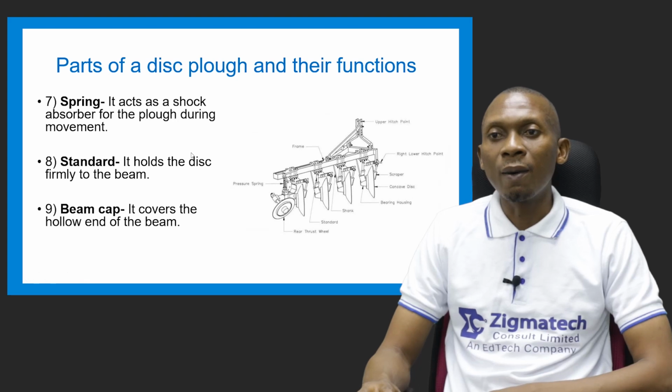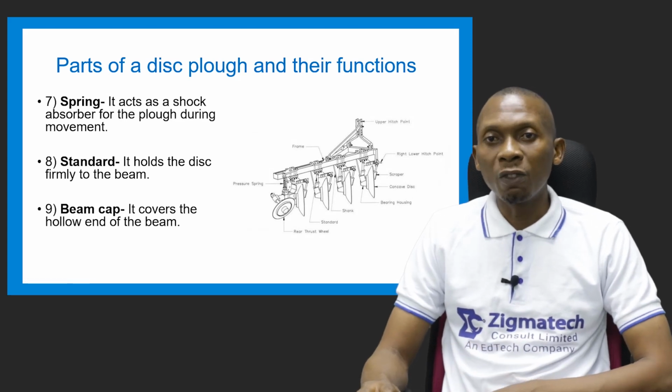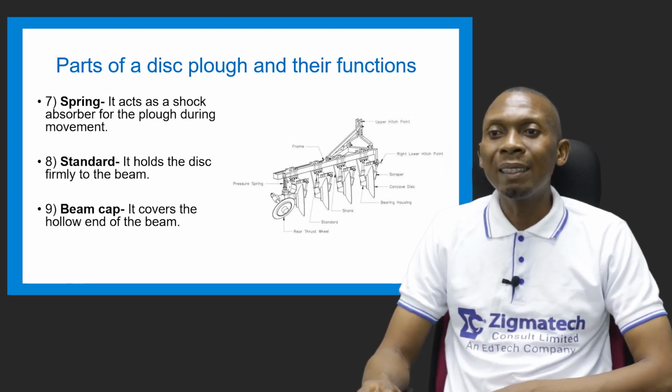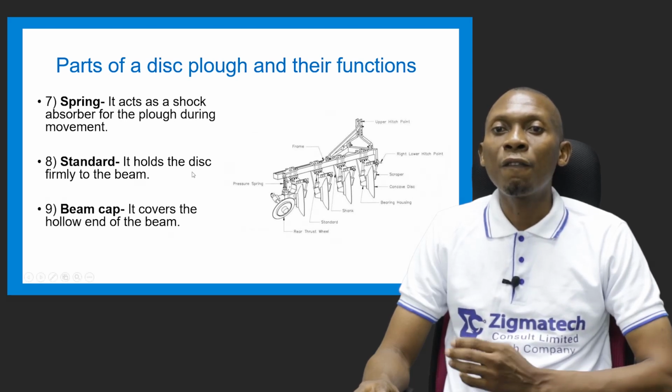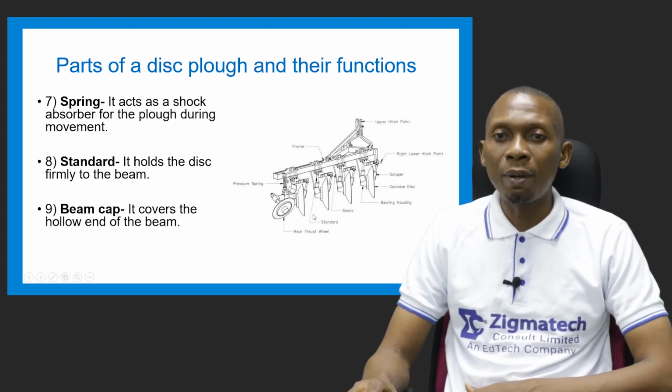We have the spring, and what does the spring do? You can see in the picture the spring. It acts as a shock absorber for the plow during movement. We have what is called the standard. Now the standard helps to hold the disc firmly to the beam. Look at the picture here, you can see the standard here. It helps to hold the disc firmly to the beam or frame. We also have what is called the beam cap. Now this covers the hollow end of the beam, that is here. This is where the beam cap is.